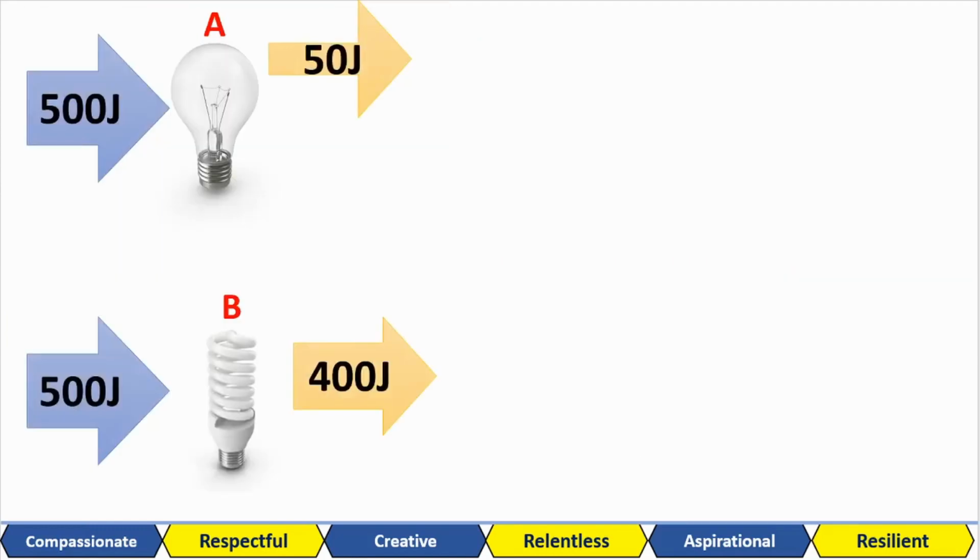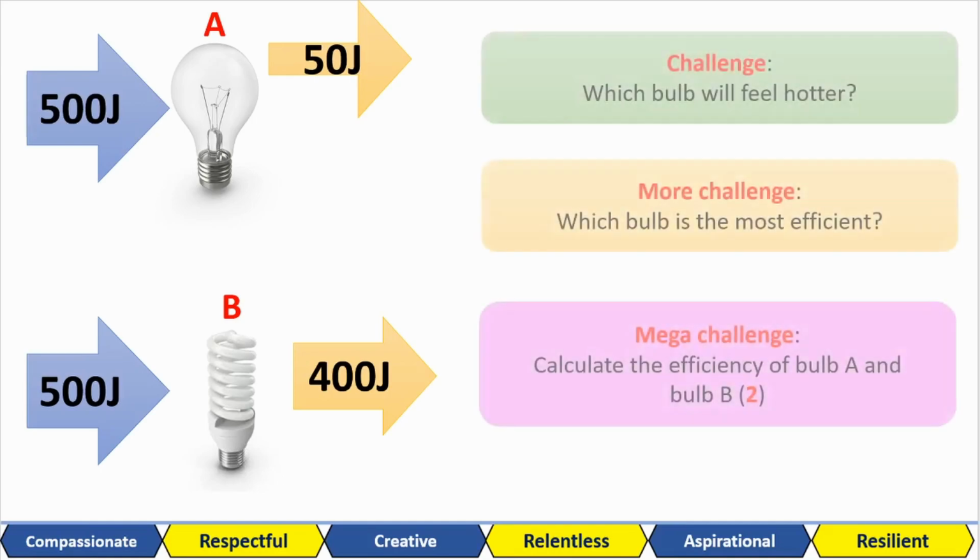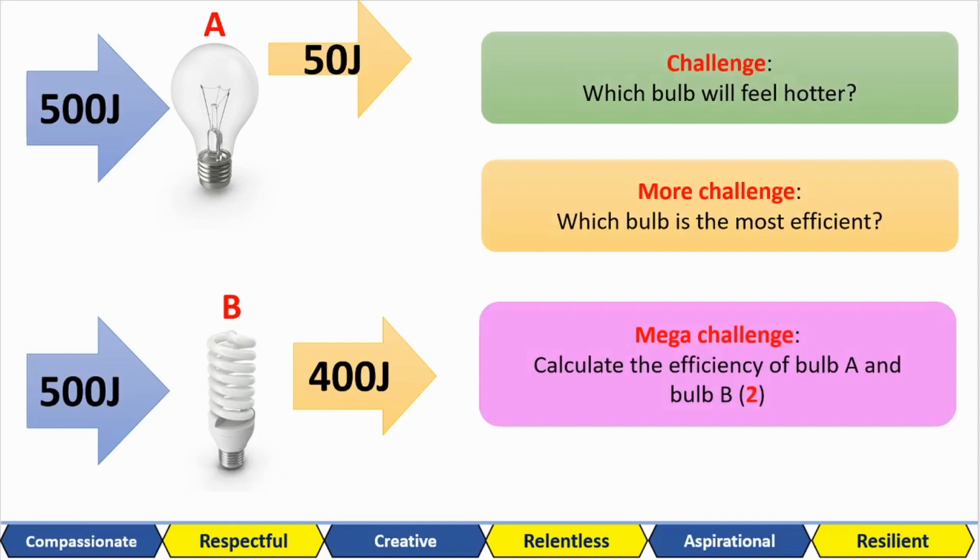Light bulb A is a traditional filament light bulb and B is a fluorescent light bulb. I've got these challenge questions for you to have a go at now. I'll give you a hint for the mega challenge. Efficiency is never greater than 1.